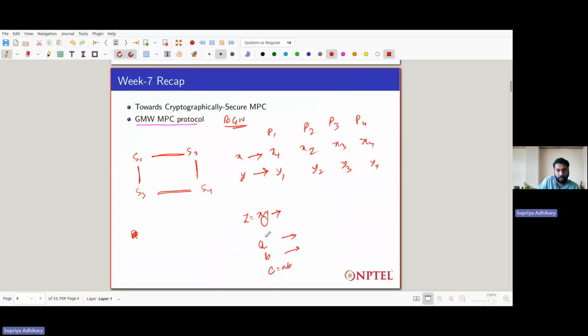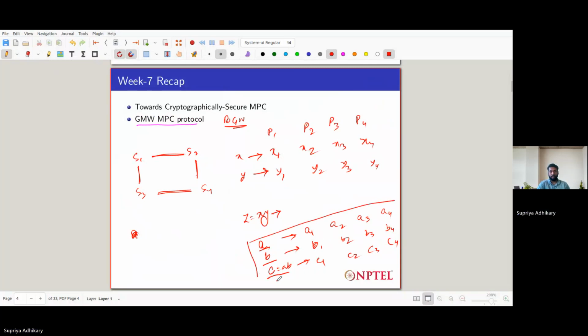Somehow, without the knowledge of A or B or C, these four participants compute the shares A1, A2, A3, A4, B1, B2, B3, B4, and C1, C2, C3, C4, such that C equals AB. After they compute these shares, before evaluating this multiplicative circuit, they can easily compute the shares for Z, Z1, Z2, Z3, Z4.